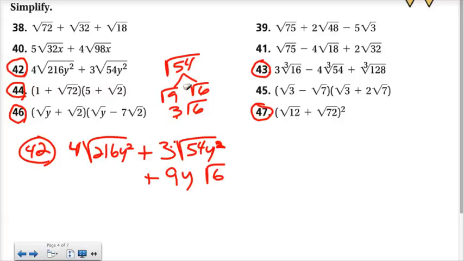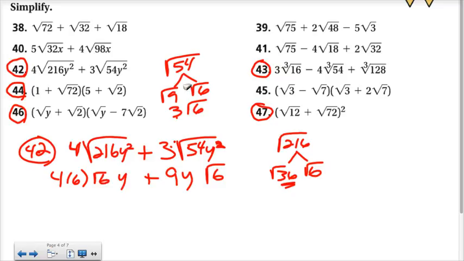And it does. The square root of 216 is the square root of 36 and 6. So this will be 4 times, well, the square root of 36 is going to be 6. And then we'll have our little square root of 6. And then the square root of y squared is y. So this one out in the front will be 24y square roots of 6.